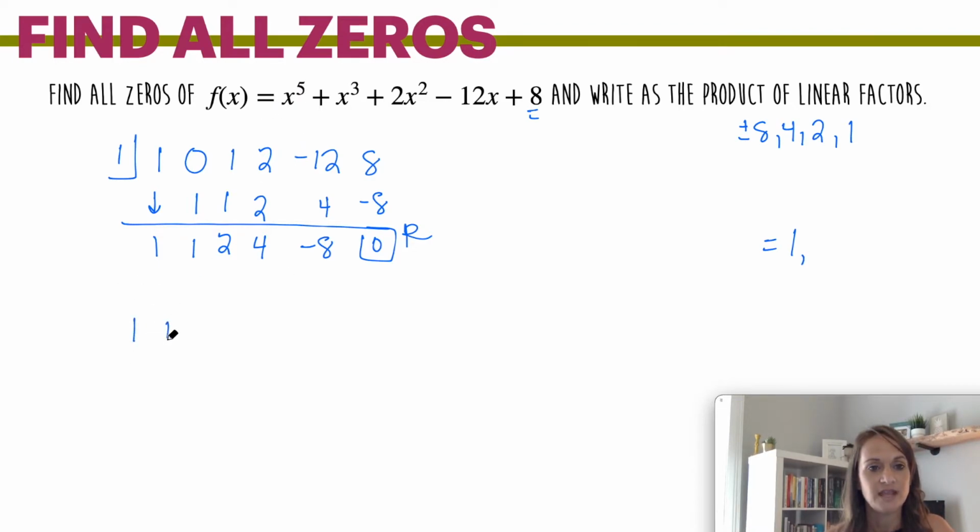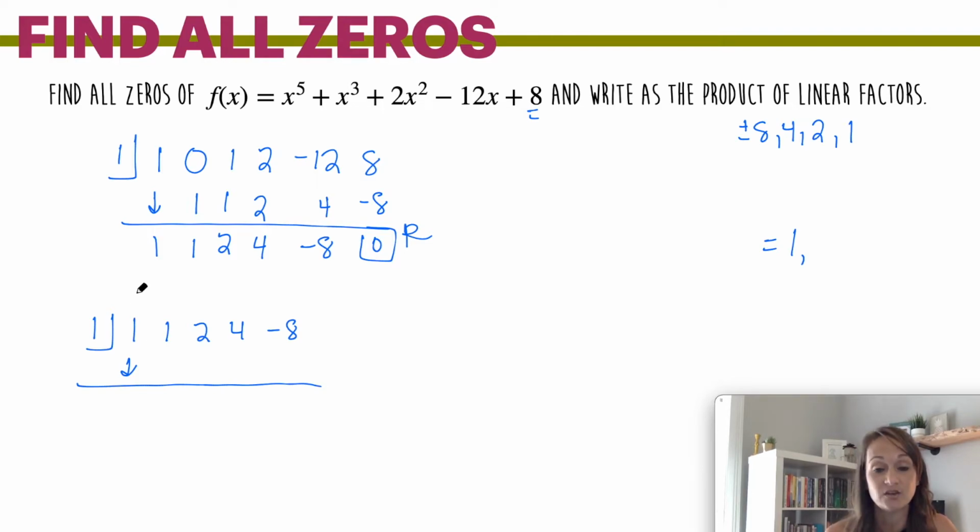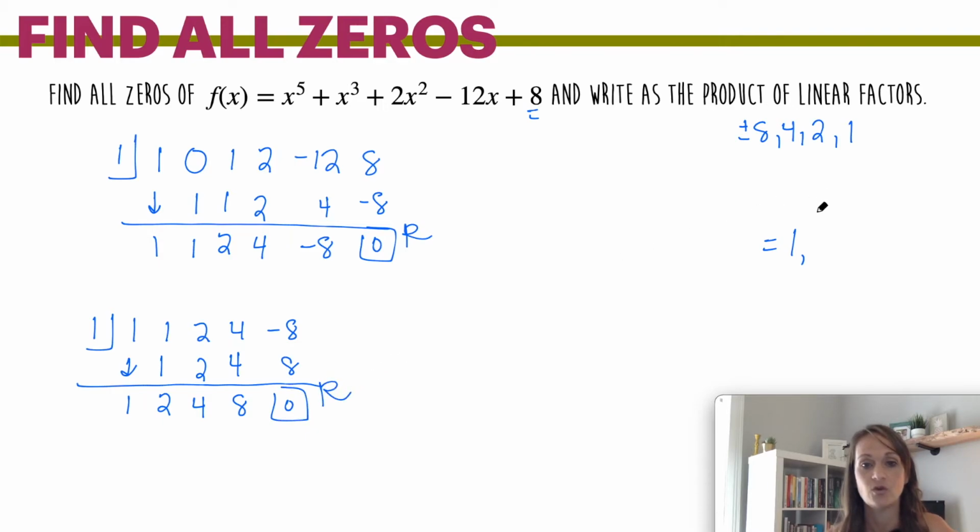Okay, so I'm going to take what was left and do it again. In this case, I'm going to try 1 again, because you can try the same number more than once. It means that you'll have a multiplicity if that happens. So I'm going to plug in 1, multiply, add them together to get 2, multiply, add them together to get 4, multiply, add them together to get 8, multiply, and it actually worked. So I know that 1 actually happened twice.